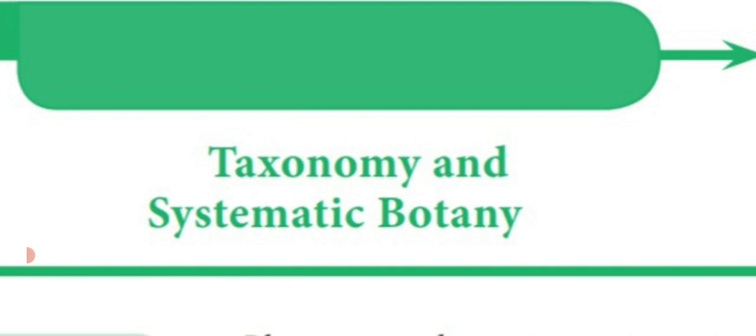Dear students, in the previous video class, we have seen what is taxonomy, what is systematic botany, and what is ICN, basic principles of ICN, and then we have seen different taxonomical hierarchy. Then what is species, different types of species: morphological species, biological species, and phylogenetic species. Now, in this video, we are going to see the codes of nomenclature.